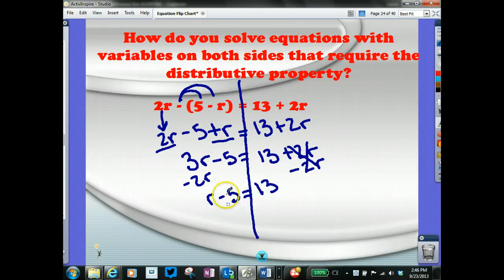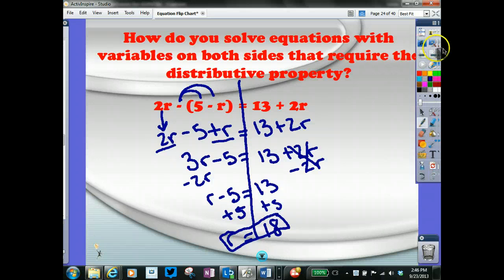Now in this case, they're subtracting. I do the opposite. I add 5. And r should equal 18. Now if you came up with something different, I'm willing to bet you probably didn't distribute your negative. But look back through mathematically, look and see what you did. If you got that one on that, great job. Way to pay attention to your negatives.